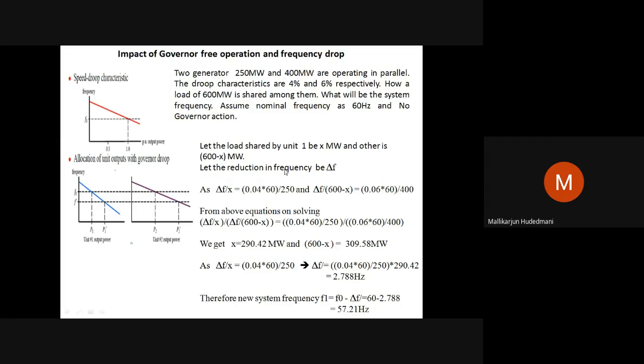This is how, when there is no governor operation, frequency naturally falls. Is the fallen frequency acceptable or not acceptable, subject to your criteria? Definitely it is not acceptable. This is to show you how we should work whenever there is a numerical problem with the keyword no governor action or governor-free mode of operation.